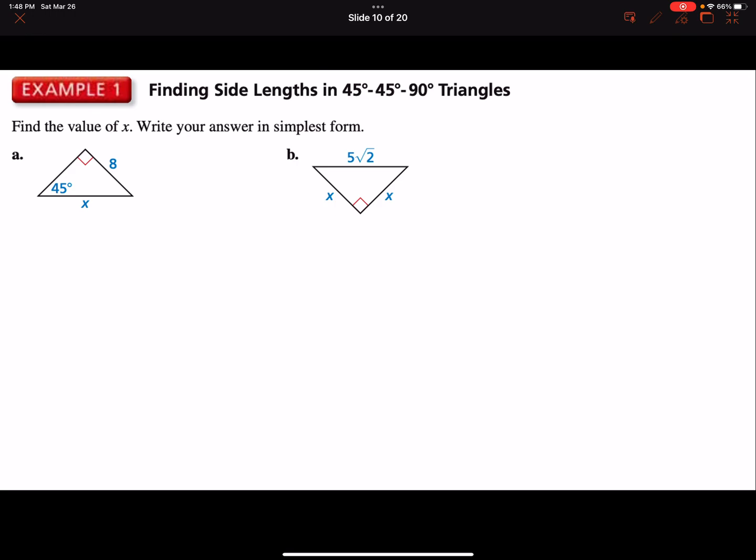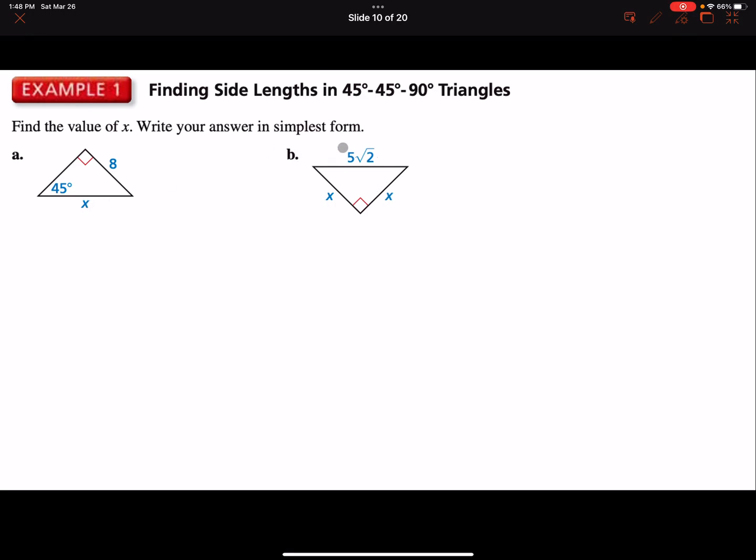Now, according to the 45, 45, 90 theorem, if this leg is 8, then this leg has to be 8 because both of these angles have to be 45. And the hypotenuse has to be one of the legs, which we said was 8, times root 2. So x is equal to 8 root 2.